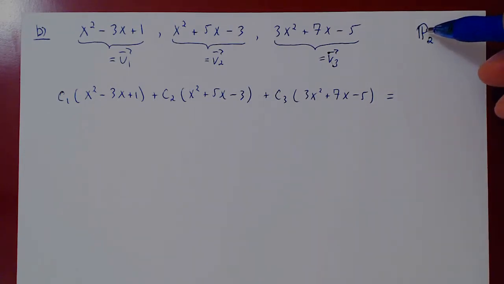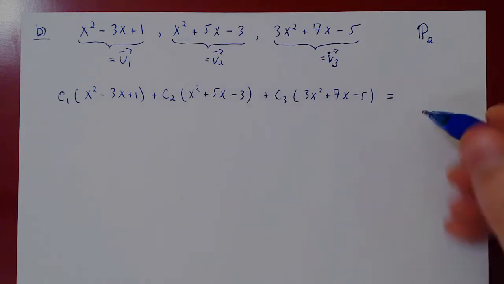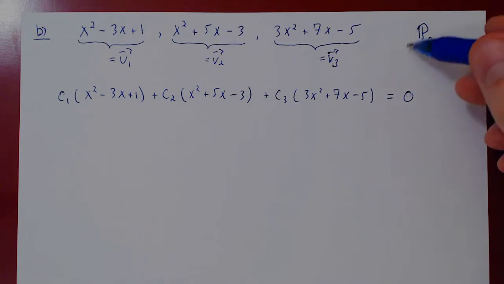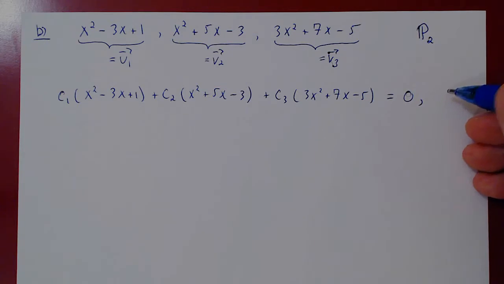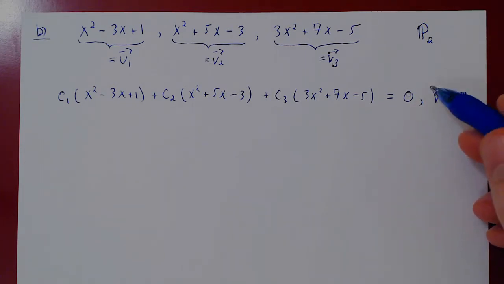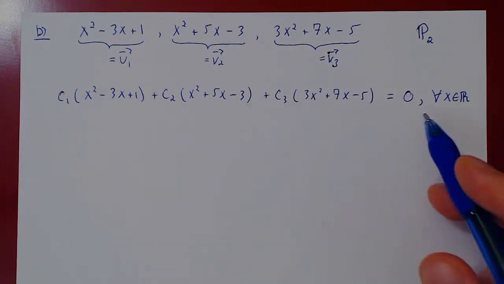Well, we have a space here of polynomials. The zero vector is the zero element, the zero polynomial. Therefore, this is simply equal to 0 for all values of x. As I've said, the zero vector from the vector space P2 is the zero polynomial. So this is true for all values of x in the reals. If you haven't seen this notation before, the inverted uppercase A, this means for all values of x in the real numbers. And now the question is, well, how do we solve for this linear combination?